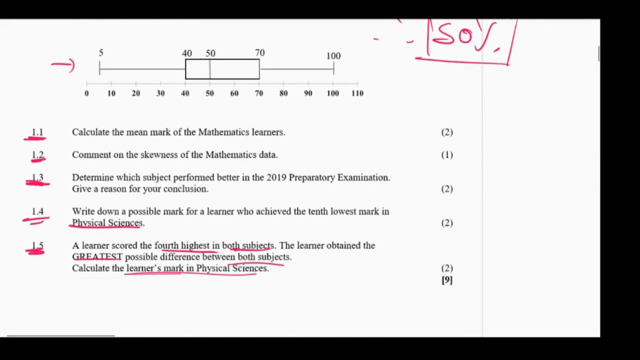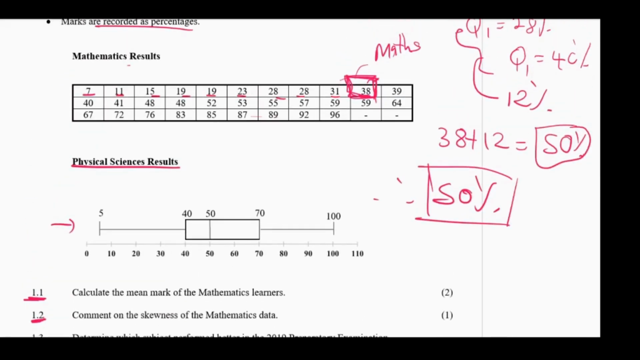So, the 4th highest, we're still going to use maths to find this 4th highest because we don't have numbers for physics. So, the 4th highest for maths rather, it's 1, 2, 3, 4. So this is the 4th highest, which is equal to 87%, right?